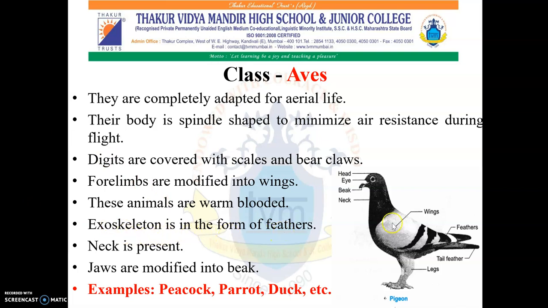Exoskeleton is in the form of feathers. Neck is also present and jaws are modified into beak. Examples are peacock, parrot, duck, etc. Picture shows one more example, that is pigeon, with different body parts like head, eye, beak, neck, wings, feather, tail feather, legs, etc.